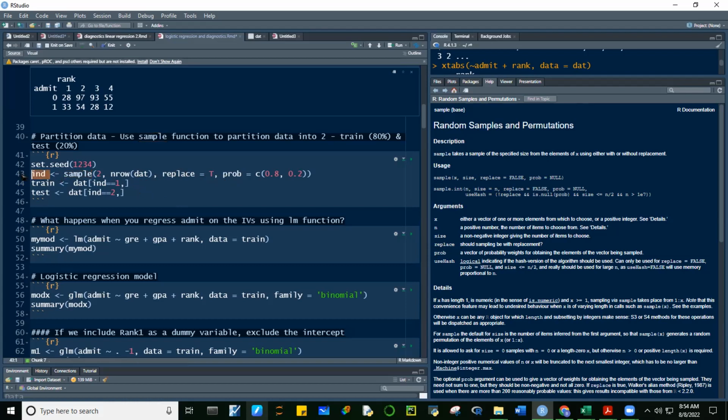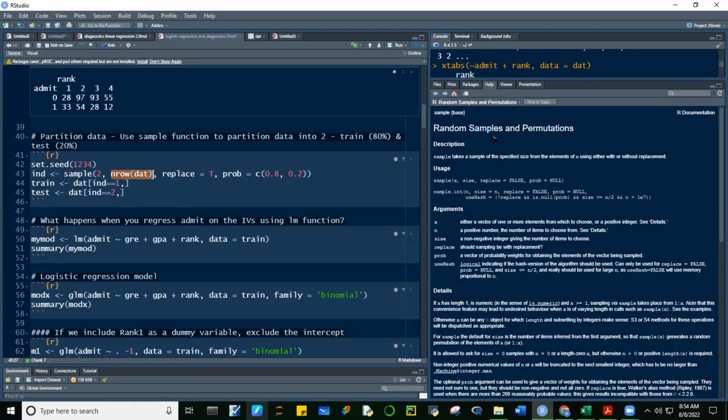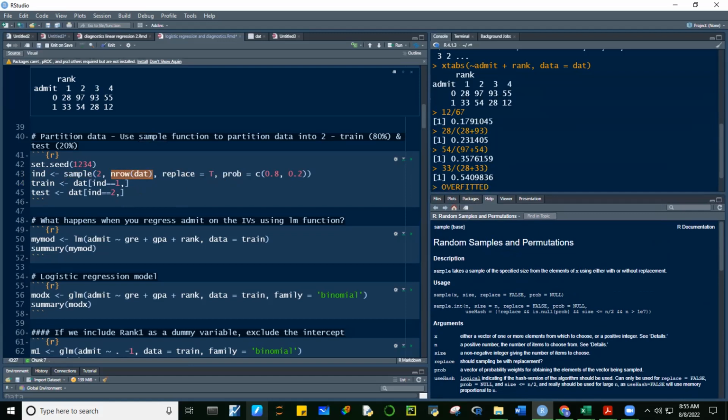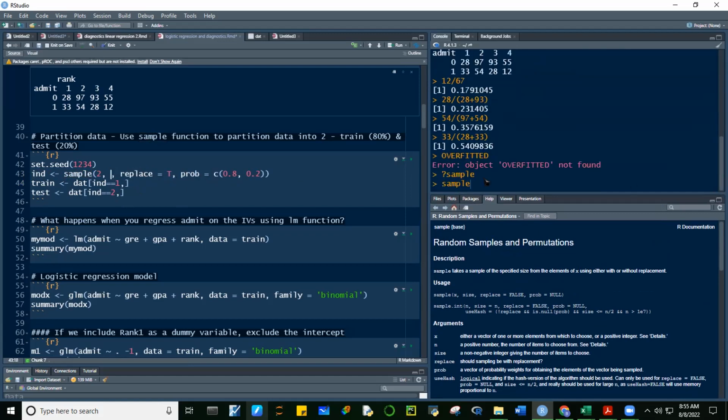We're creating this object ind. We're going to use the sample function. We're going to split our data into two. The number of rows of our data is nrow, right? That is our object. So instead of writing 400, because we have 400 observations, right?